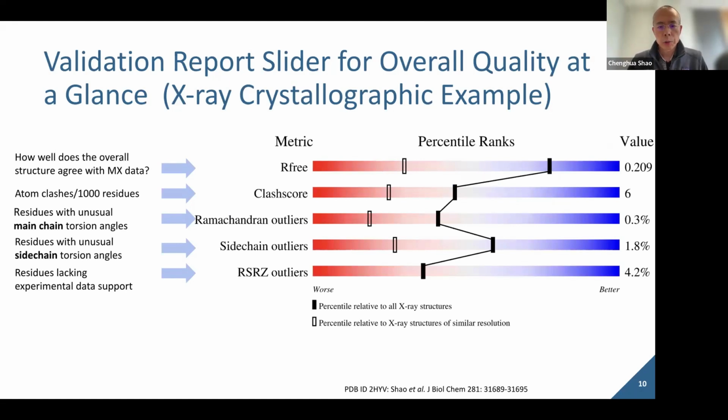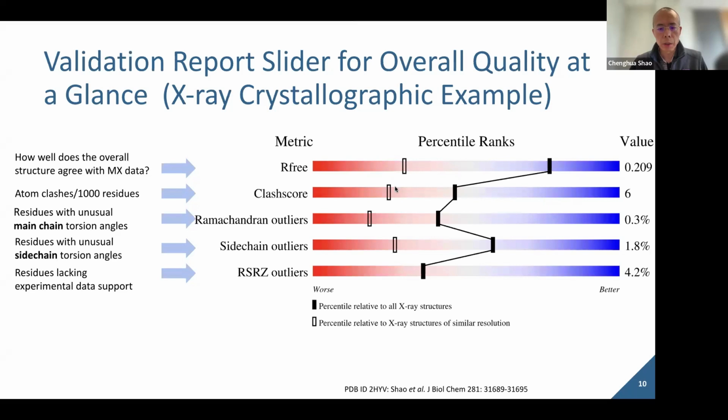It summarizes the overall structure quality in 5 sliders. On the top is Rfree, which measures how well the overall structure agrees with the diffraction data for the MX method. The colored bar from red to blue represents the distribution of Rfree in the PDB archive, with the red at the worst end and blue at the better end. And the vertical solid bar represents the percentile of this structure relative to all X-ray structures. And the open box bar represents the percentile relative to X-ray structures at similar resolution. In this case, you can see that Rfree 0.209 is pretty good overall within the PDB archive, but is somewhat in the low medium for structures at this resolution.